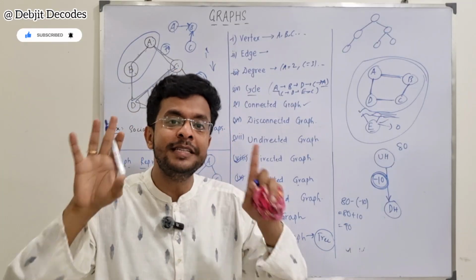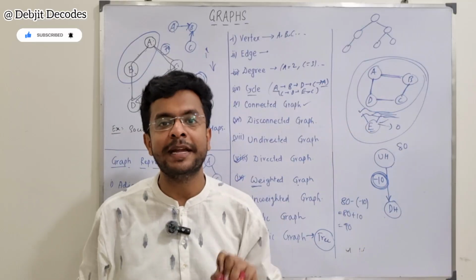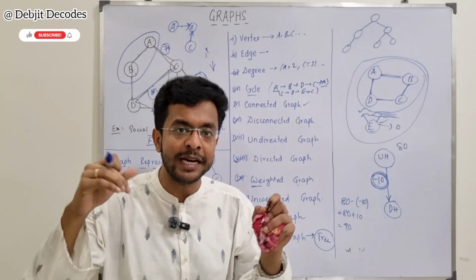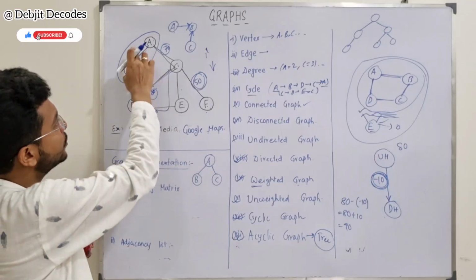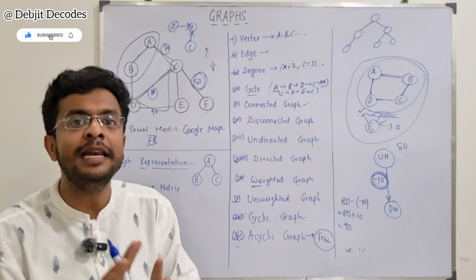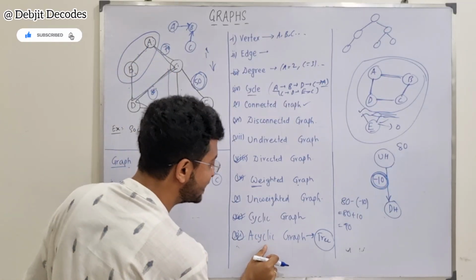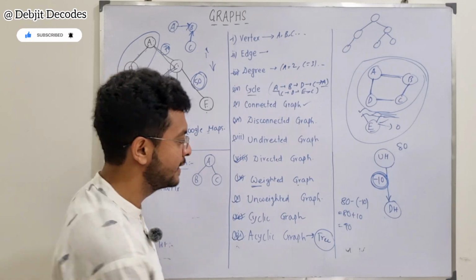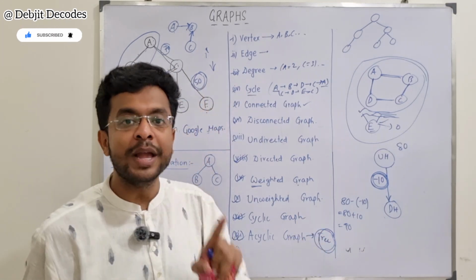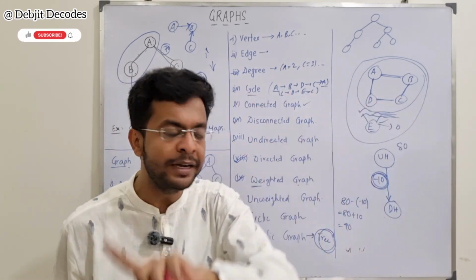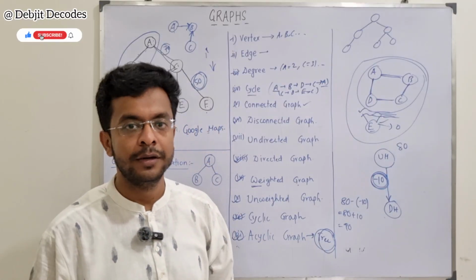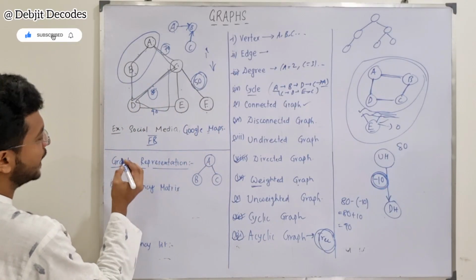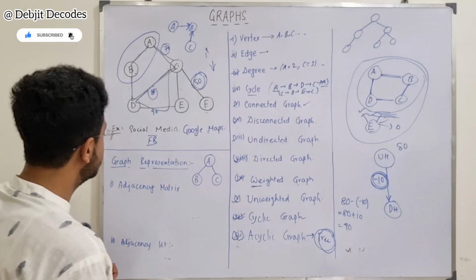I'll be talking about these things in depth whenever I make a new playlist on data structures. But for the time being, let us just understand: is this a tree? No, because it contains a cycle. If it contains a cycle, it is never a tree. So every acyclic graph which doesn't contain a cycle is a tree. So every tree is a graph, every tree is an acyclic graph, but every graph is not a tree. Cool?